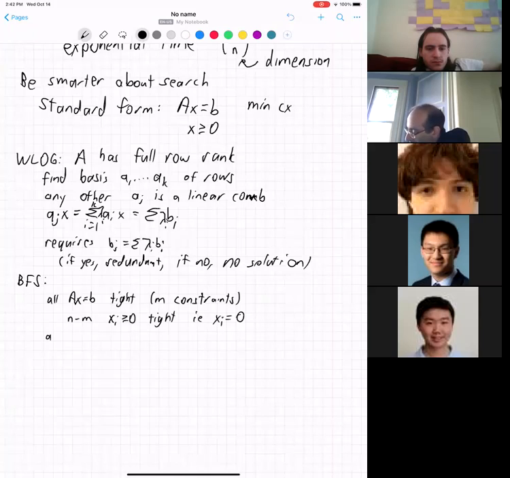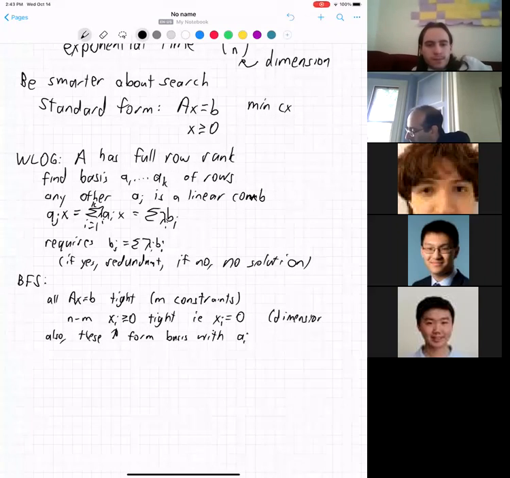These tight xi greater than or equal to 0 constraints have to form a basis with the Ai constraints, right? Because one of the requirements of the basic feasible solution is that we have n linearly independent constraints. I'll remind you, we're assuming n is the dimensionality of our space.